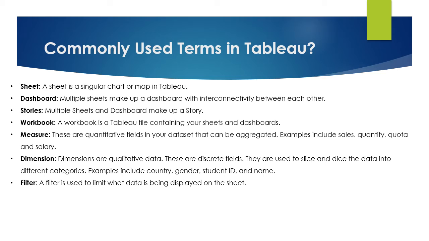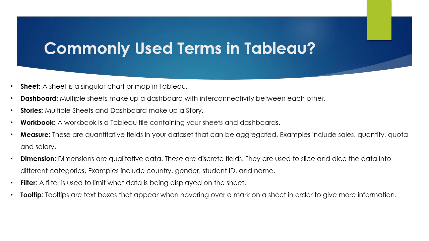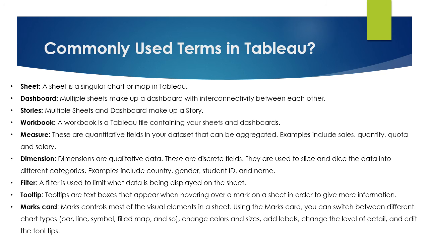Filter is used to limit what data is being displayed on the sheet. So we use filters to limit what we're trying to see and show what we need to. Tooltip. Tooltips are text boxes that appear when hovering over a mark on a sheet in order to give more information. Marks control most of the visual elements in the sheet.